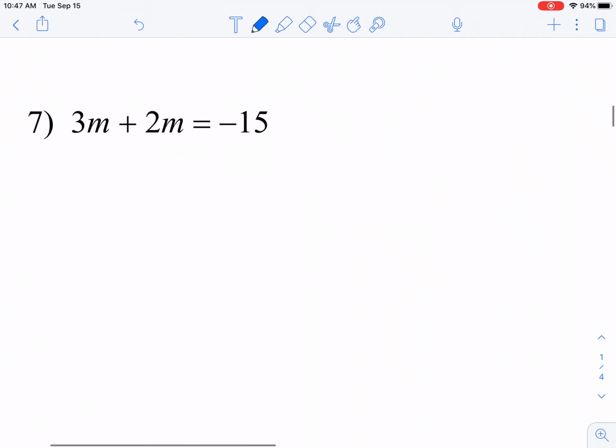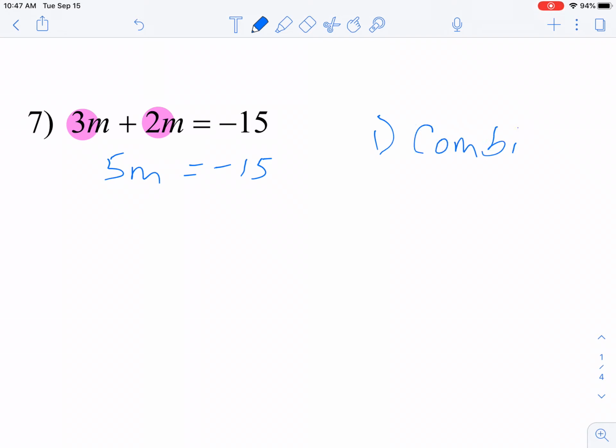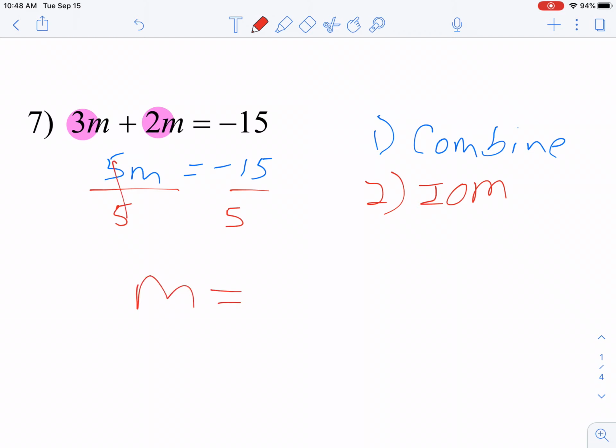Looking at number 6, we've got 3m and 2m. So 2 plus 3 is 5. It's equal to negative 15. And that step was called combining like terms, or you can write it out as combine. The next step after this would be to do the inverse of multiplication because there is no addition. So I'm going to divide both sides by 5. And so the 5's cancel. M comes down. Negative 15 divided by positive 5 is negative 3. That would be your final answer.